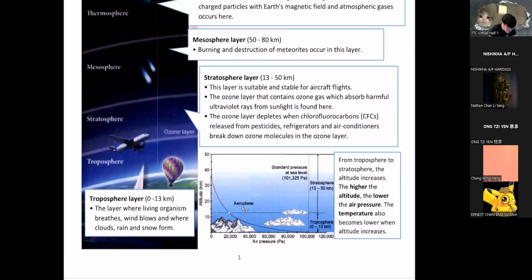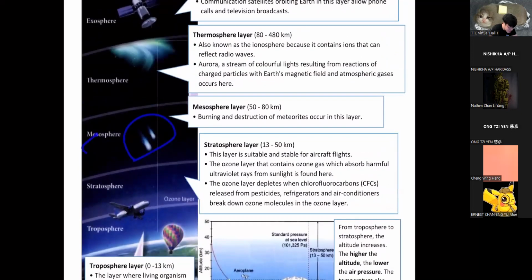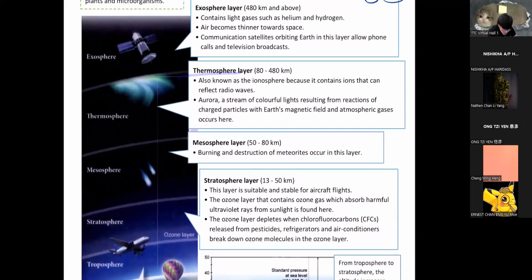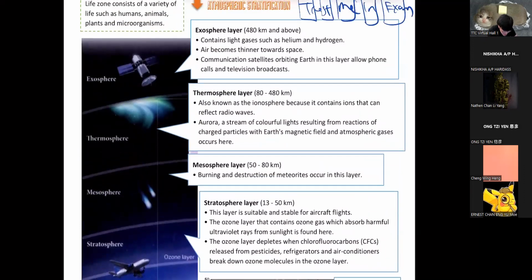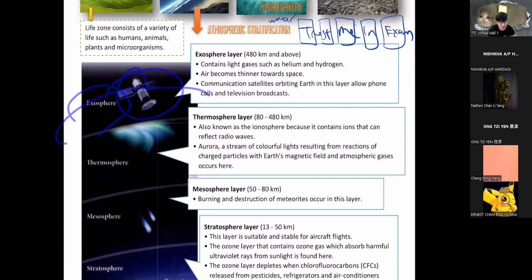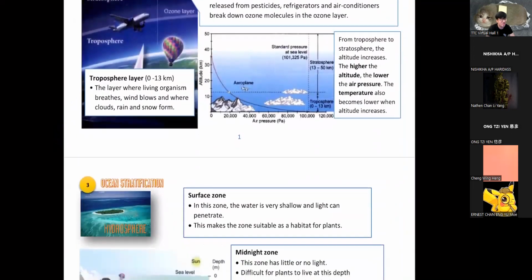And then the mesosphere, why is it called meso? Because it's the middle. You have 5 layers here, and it's right smack in the middle. This is where your meteorites finish burning. Thermo is where you get your aurora, because it's ionosphere, ion. Exo is the outermost because this is where you get all your satellites. So, trust me in exam. Really easy.